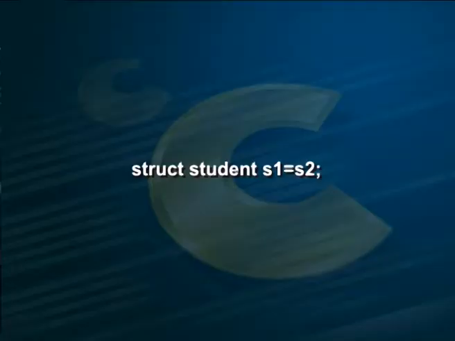A structure variable may be initialized by means of assigning another structure variable of similar type. For example, struct student S1 = S2;. This assigns the data of S2 to S1, but the structure variable at the right side of that assignment statement has to be defined and initialized or read before the assignment. The initialization method shown on the screen is also a valid one.